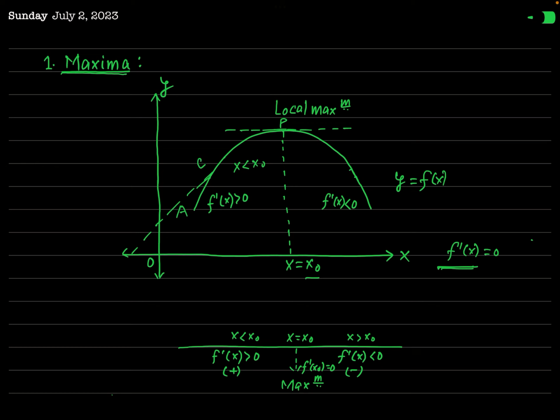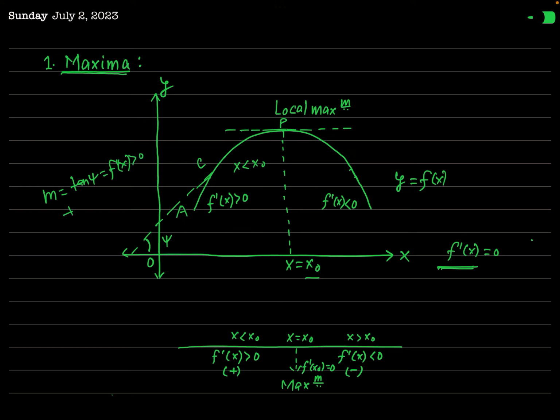And you can see that this slope, if this angle is psi, then the slope of this curve corresponding to this point C, where x is less than x naught, if we denote it by m, that will be tan psi. And this tan psi is simply equal to f dash of x.